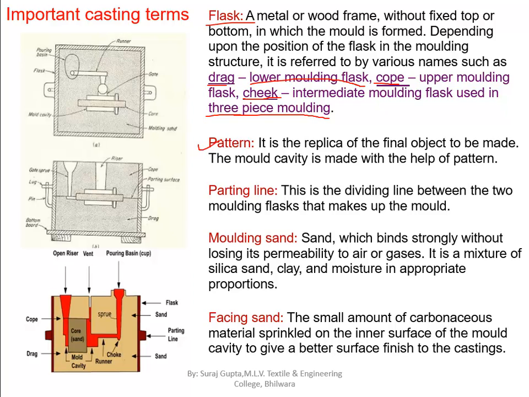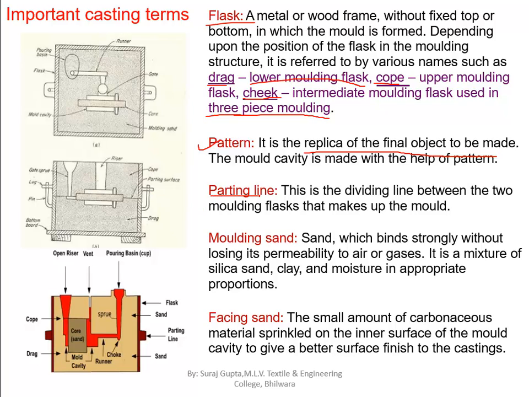Next is a pattern. What is pattern? Pattern is a very important part for making the product. It is the replica of the final product or object to be made. The mold cavity is made with the help of the pattern, the mold cavity in which the liquid metal will be filled.